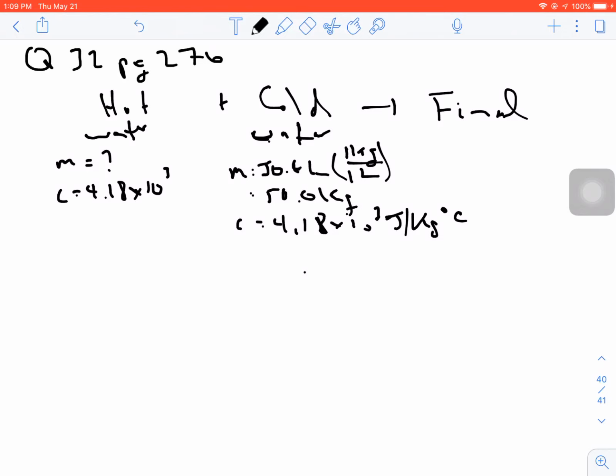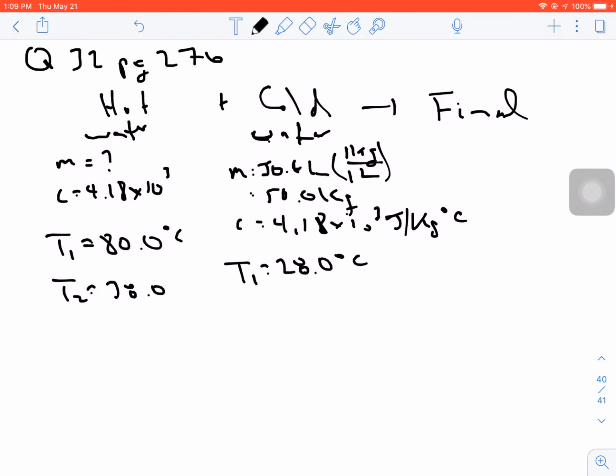I know the starting temperature of the two before I mix them. Temperature of the hot water was 80 degrees Celsius. Temperature of the cold water was 38, but now it's dropped by 10 degrees, so it's now 28 degrees Celsius. And I know my goal here is to get back to the proper temperature of my bath, which is 38 degrees Celsius. Notice that in coming up to 38, that cold water is going to be gaining thermal energy.